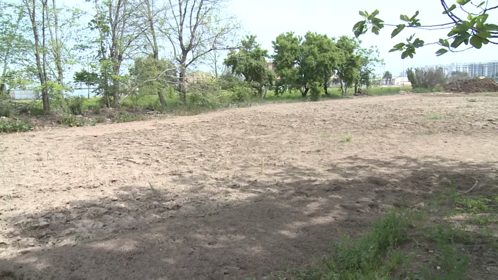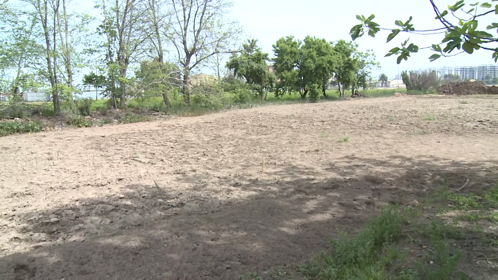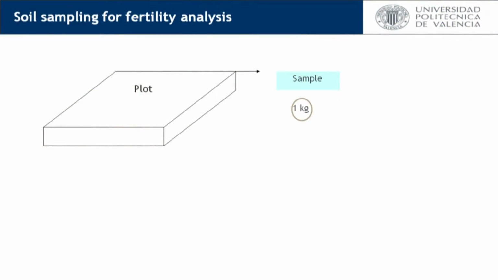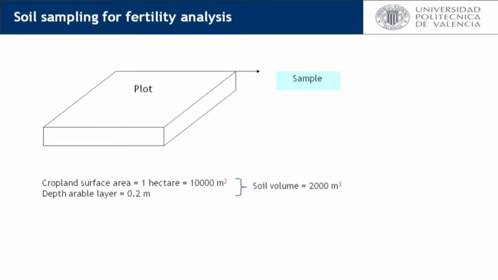To analyze the soil, a small sample, about 1 kilogram, is taken to obtain information about the nutritional status of the whole plot. If the plot has an area of 1 hectare and the topsoil is to a depth of 20 centimeters, the soil volume is then 2,000 cubic meters.